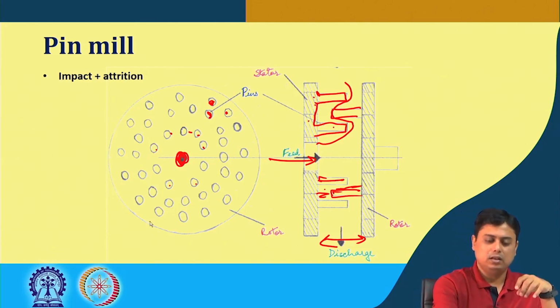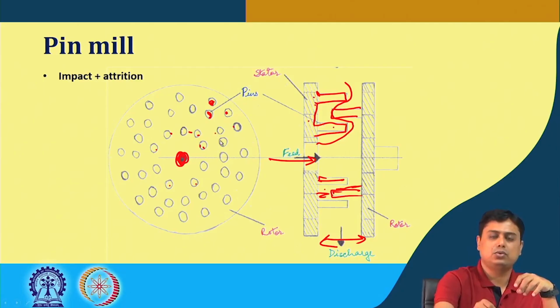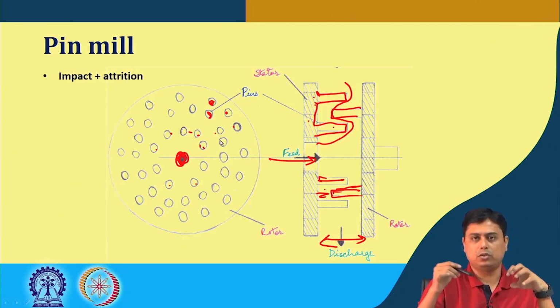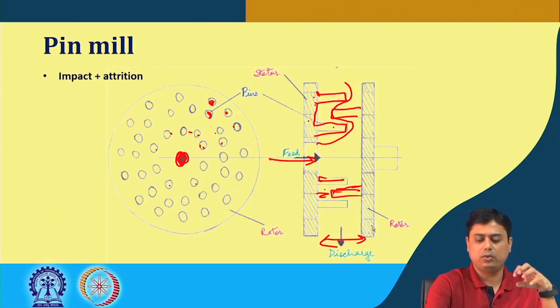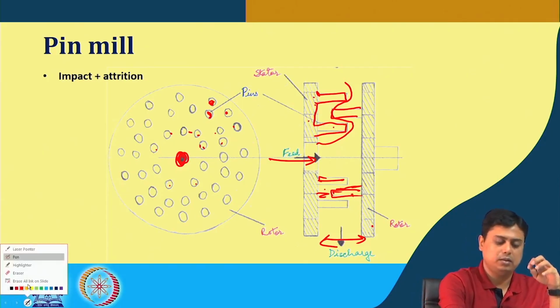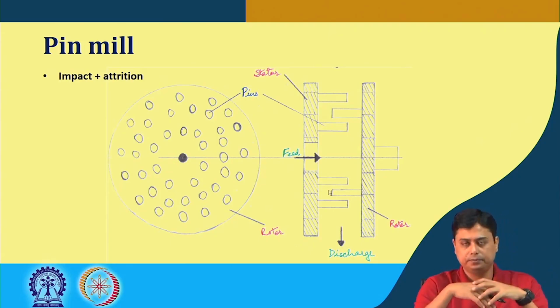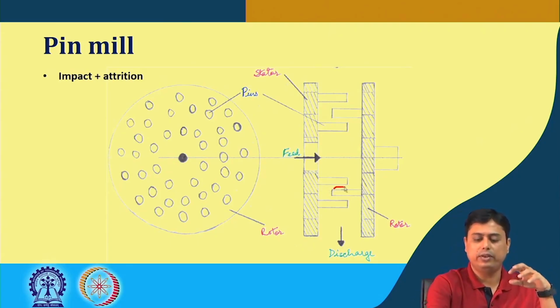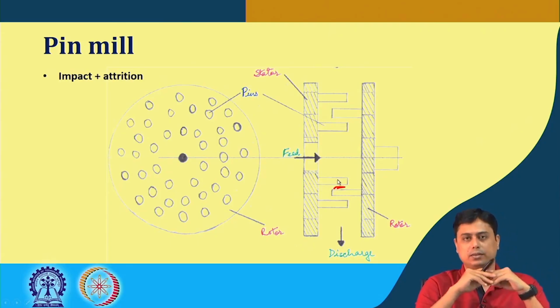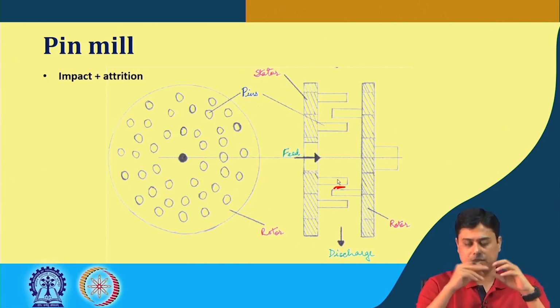So, once again this is a rotating disc, we have pins attached to this. On its opposite surface we have another rotating disc that has also some pins attached to that, but in such a position that it can move freely, but there is a very narrow gap in between the teeth or the pins. This gap dictates the size of the product.